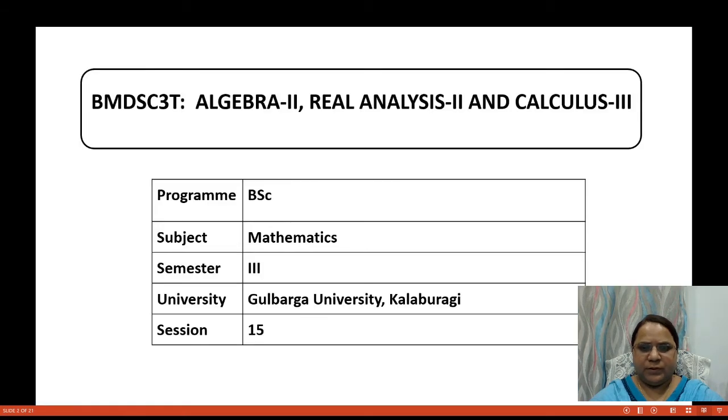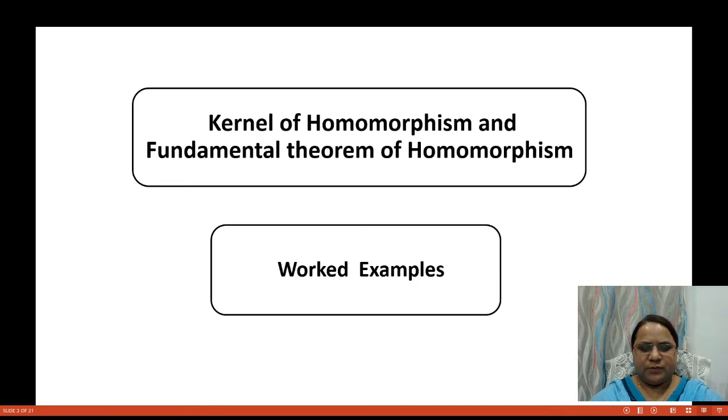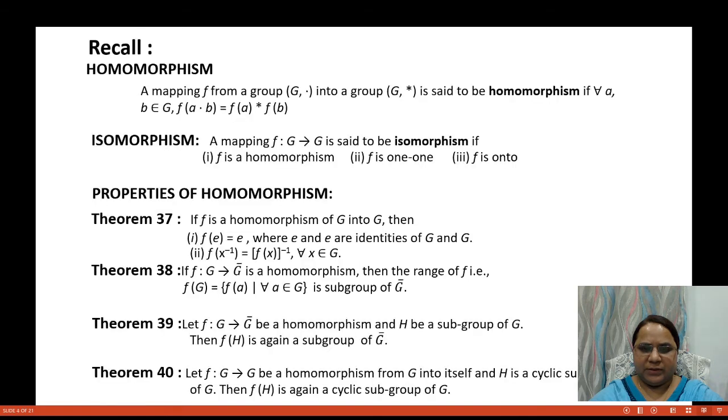Hello everyone, this is session 15 for the BSc third semester students of the University for the mathematics course. Here I am going to cover kernel of homomorphism and the fundamental theorem of homomorphism and some worked examples on that.